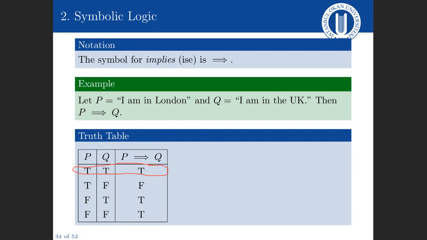First line, true, true. I am in London, and I'm in the UK. I'm in London implies I'm in the UK. Yes, I'm happy with that. For the second line, is it possible that I'm in London, but I'm not in the UK? No, this is not possible. If I'm in London, then I must also be in the UK. So the second line must be false.